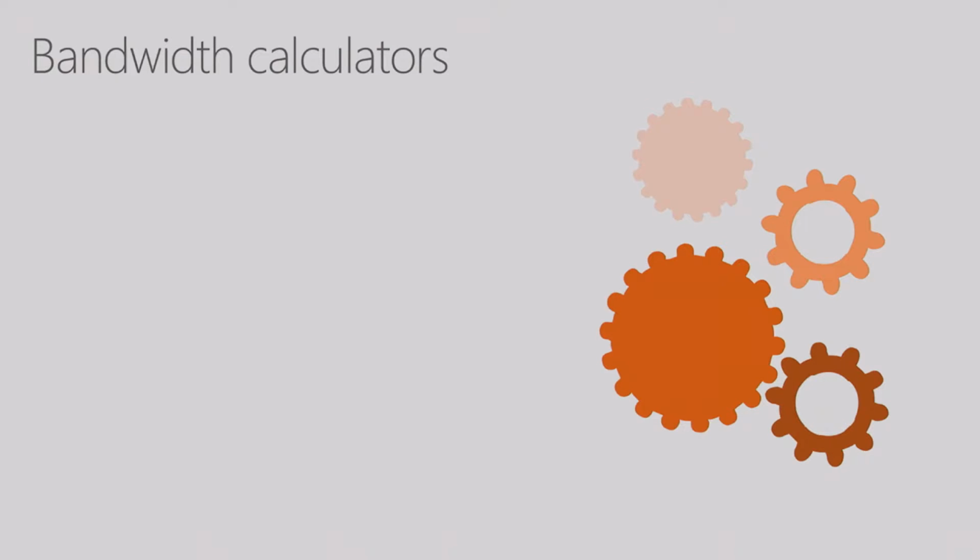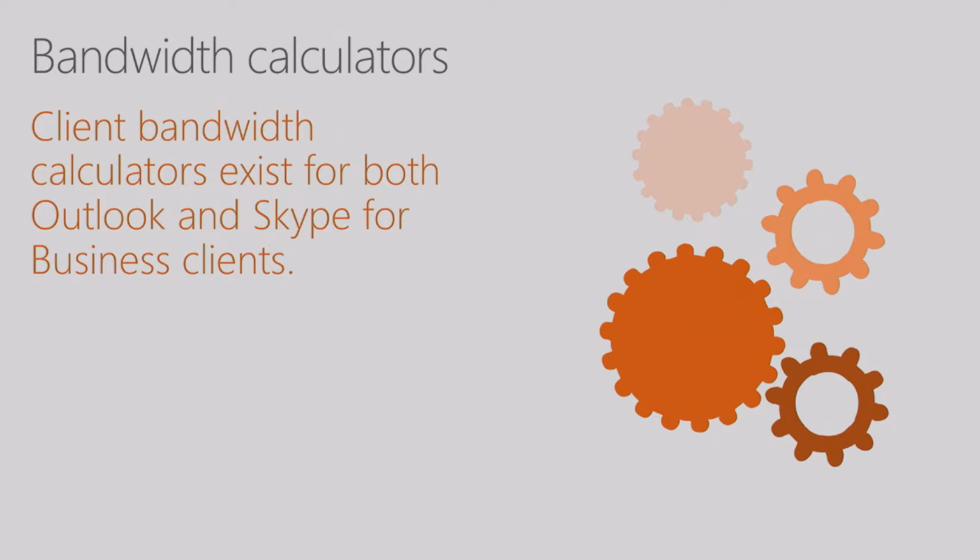Very cool, highly detailed Excel workbooks that, given real answers to the variables and the questions, can provide you some amazingly good estimates on what your client bandwidth is going to be. They exist for both Outlook and Skype for Business. We're going to share the Skype one in just a little while. Very cool. Very easy way to go, but likewise, they are good in, good out, garbage in, garbage out.